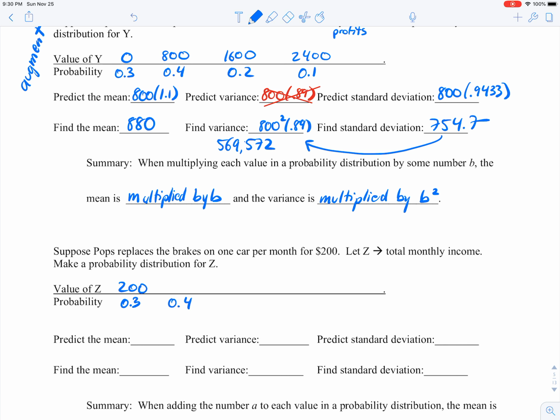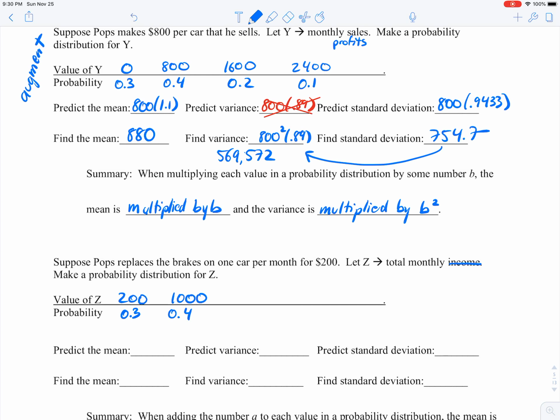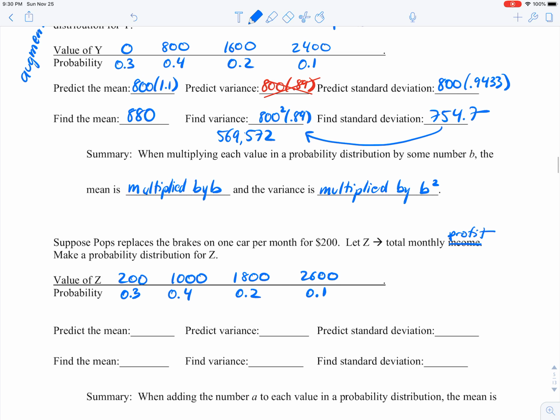For the 40% of the time where he sells 1 car, it's going to be $800 plus $200. He'll make $1,000 that month. And this should be total monthly profit, by the way. Not income, profit. Let's say he sells 2 cars. He'll end up with $1,600 plus $200, $1,800, and that's going to happen 20% of the time. And then if he sells 3 cars, that's $2,400 plus the $200 for the brakes. So everything moves up $200.